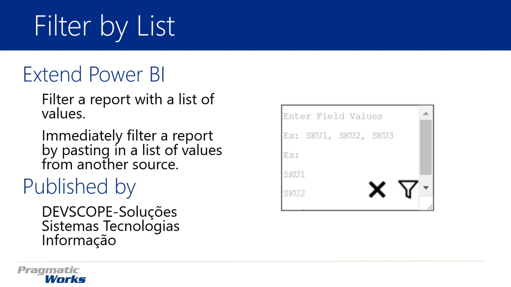It's as simple as copy and paste a list of values into the list. It can be a comma separated list, or it can be a list that has a carriage return after each line. That is up to you. You can actually specify how you want to bring those values in. So let's go ahead and walk you through how to use the filter by list visual in this demonstration.